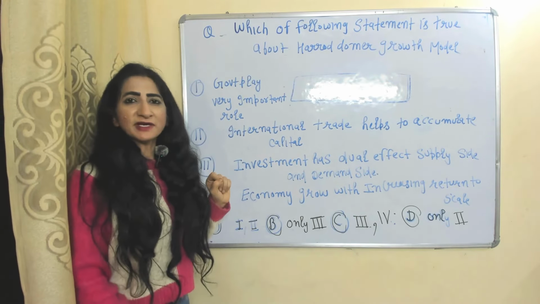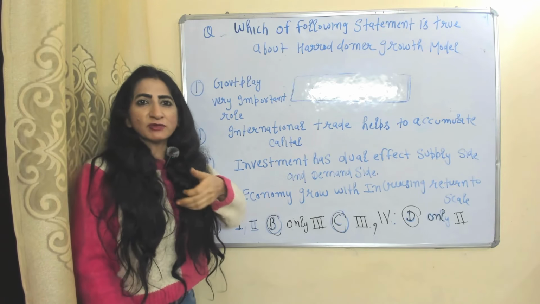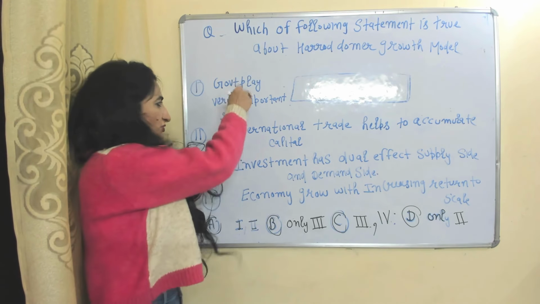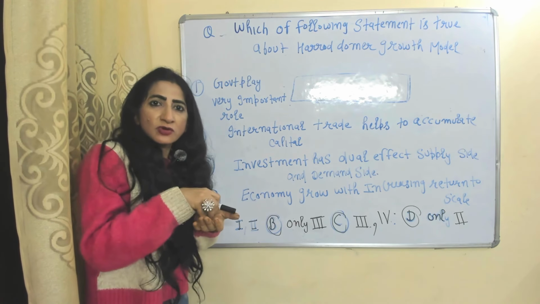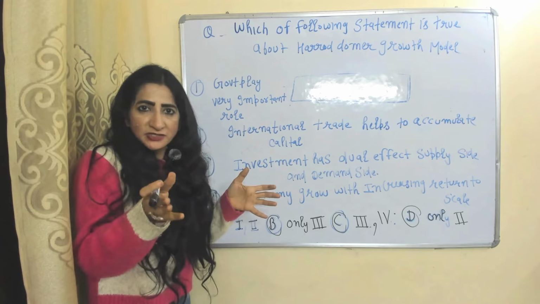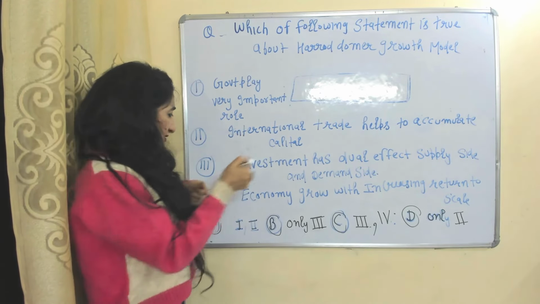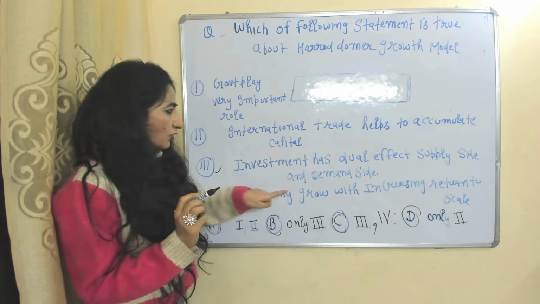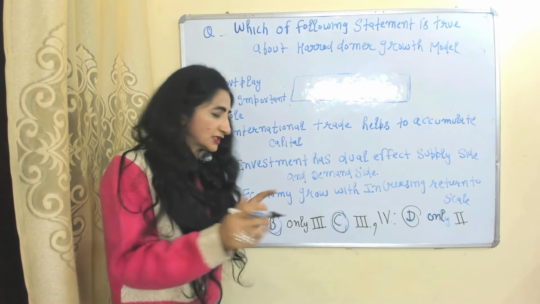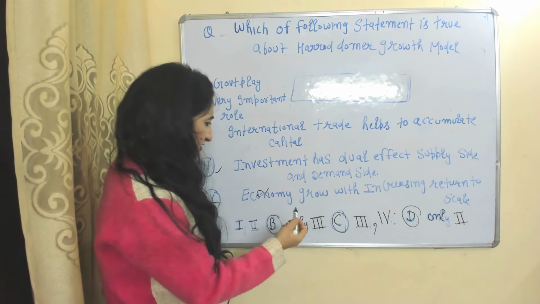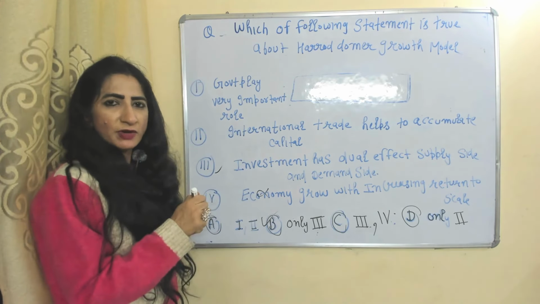Which of the following statements is true about the Harrod-Domar model? Government plays a very important role. No, the Harrod-Domar model assumes there is no intervention of government, so this is wrong. International trade helps to accumulate capital. The Harrod-Domar model is based on a closed economy and doesn't talk about international trade, so this is also wrong. Investment has a dual effect, supply side and demand side. This is true. Economy grows with increasing returns to scale. No, the Harrod-Domar model assumes constant returns to scale, not increasing, so this is also wrong. Our right option is B. Only the third statement is right for the Harrod-Domar model.